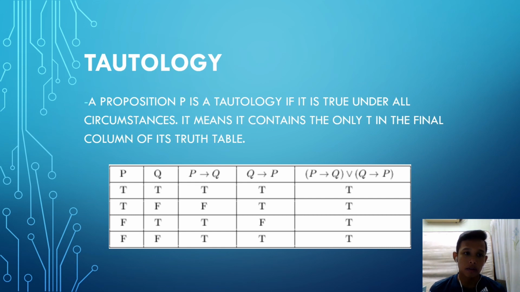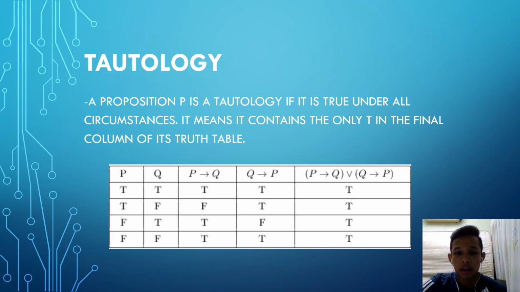Next, in logical connectives, some propositions may contain all truth values of their variables as true only, or false only, or both true and false. So first is tautology. A proposition P is a tautology if it is true under all circumstances. It means it contains only T in the final column of its truth table.